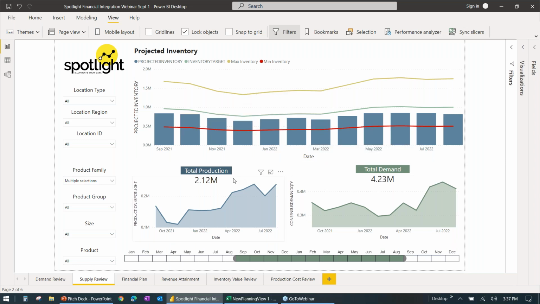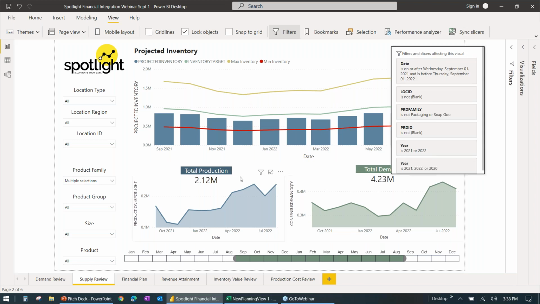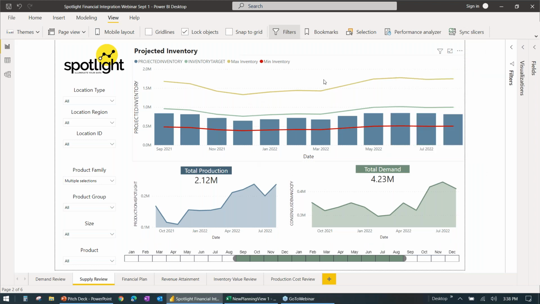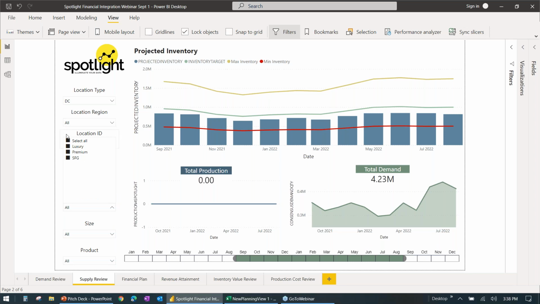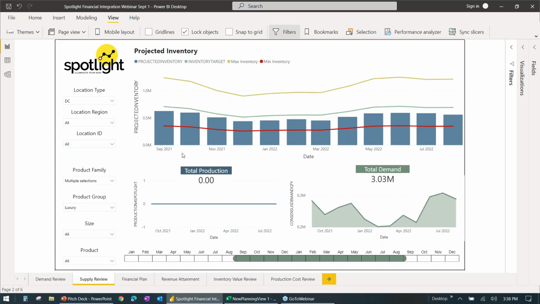But then you're coming down here, looking at your total production across my selection, and then overall looking at your total demand, my consensus demand. Now, the nice thing about this is I can quickly go down to my product families or product groups and say, okay, I want to look at this product family, the luxury edition of soaps. And I can see where things are here.